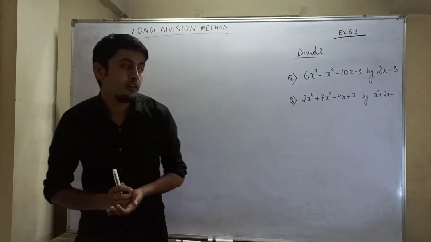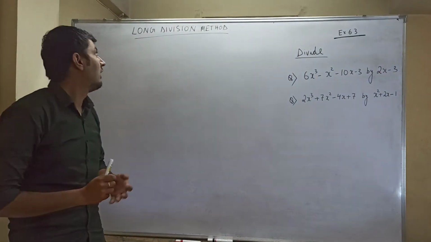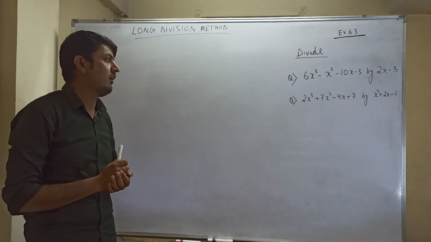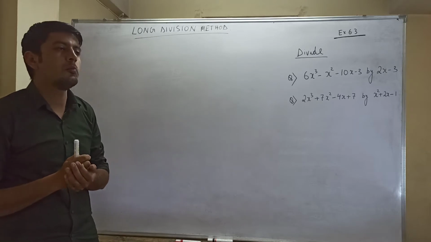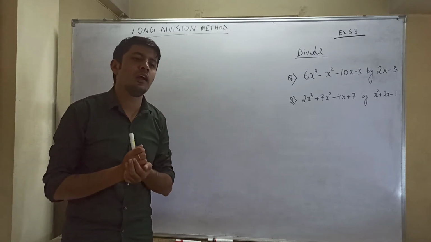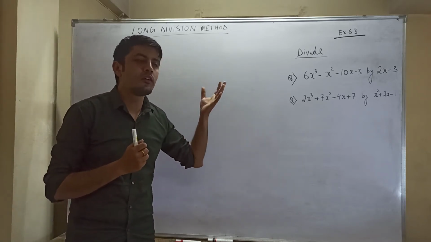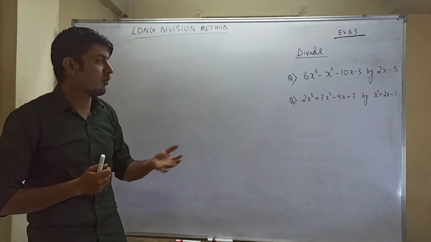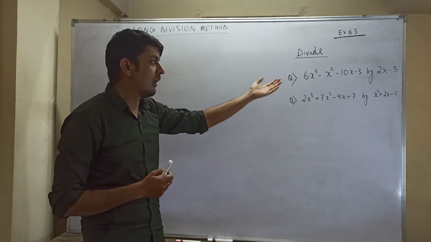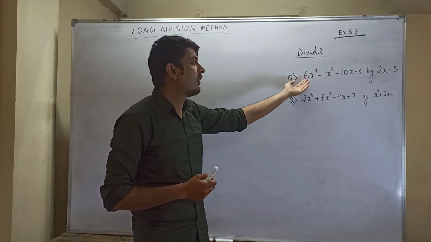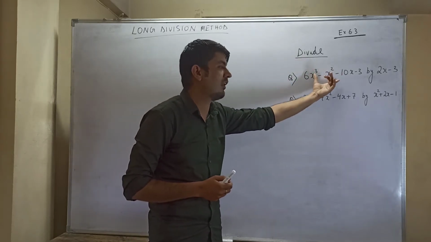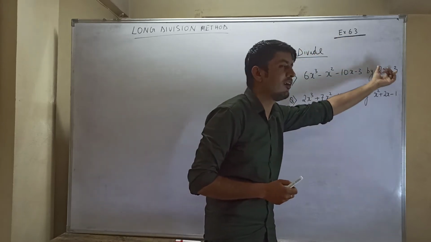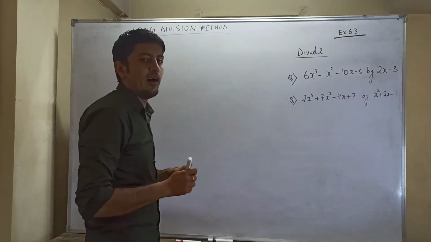Hello everyone, in this video we'll be learning about the long division method, how to divide one polynomial by another polynomial, and how to write down the quotient and the remainder. I have taken two problems from your textbook, so let us go through the first one. 6x cubed minus x squared minus 10x minus 3. You have to divide this polynomial by this polynomial. Now let's see how to divide.